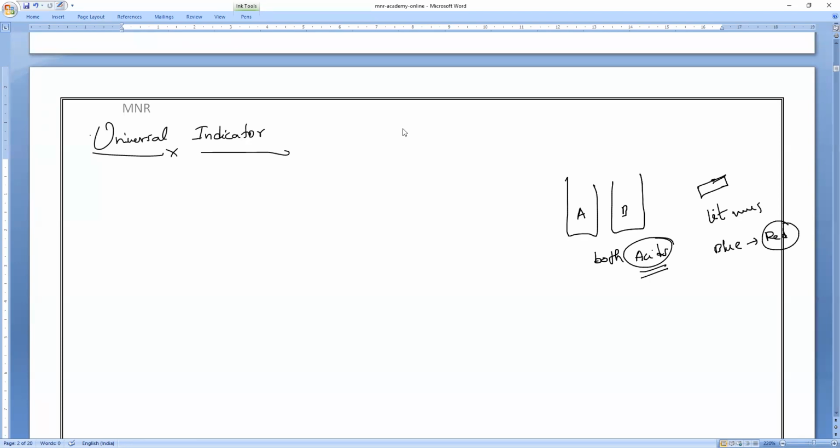Okay. So now, I want to know which is strong acid, which is weak acid. Is it possible to find with the help of litmus? No, sir. So that is the reason we need a special indicator, which also describes the relative strength. What do you mean by relative strength? It describes how strong or how weak the acid or base is. That is why we prefer a new indicator, which is called the universal indicator. So that is what you have to remember.